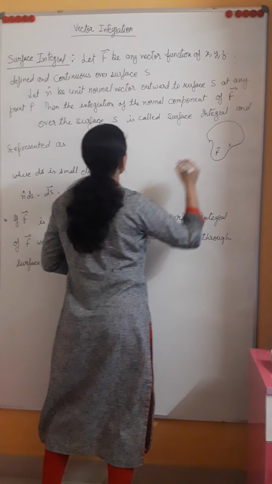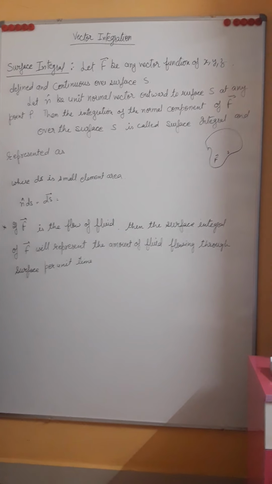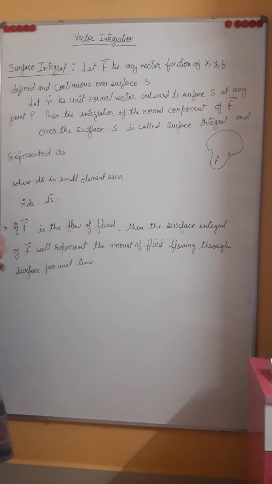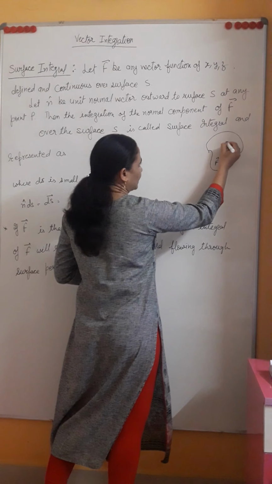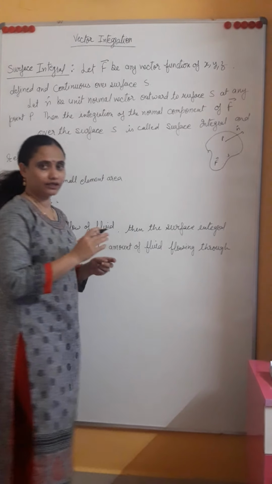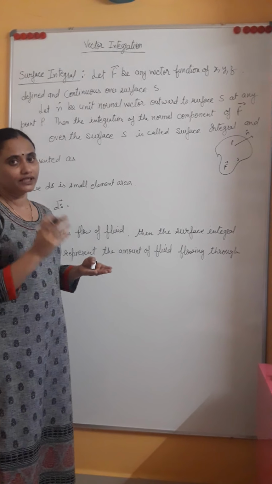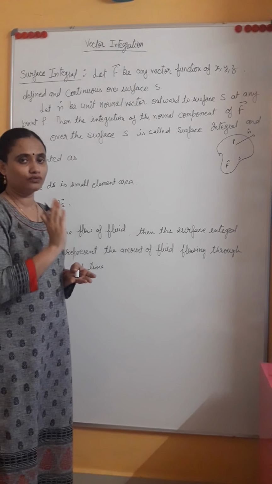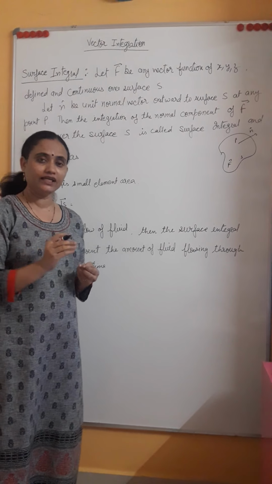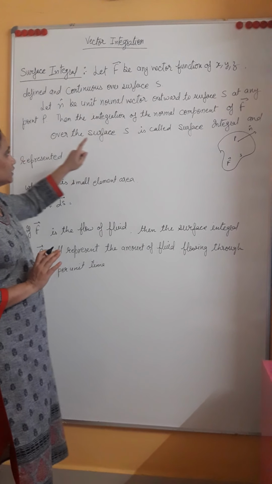This is the surface. Let n cap be the unit normal vector outward to the surface S at any point P. Let's say this is any point P and n cap is the unit normal vector. Normal vector means perpendicular to the surface, in the outward direction. It is not inside, it is in the outward direction. We always take the positive sign in the outward direction. So we have defined it as the outward direction.